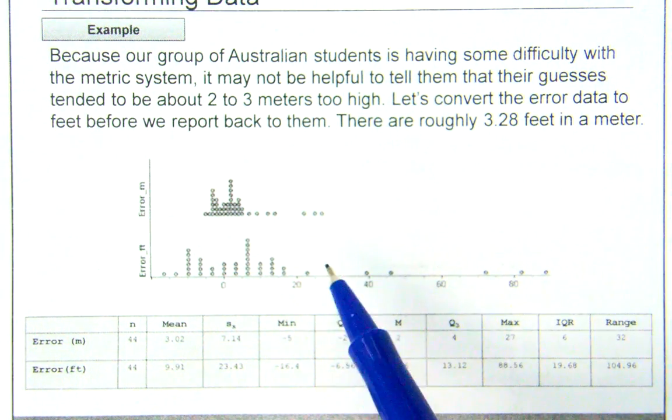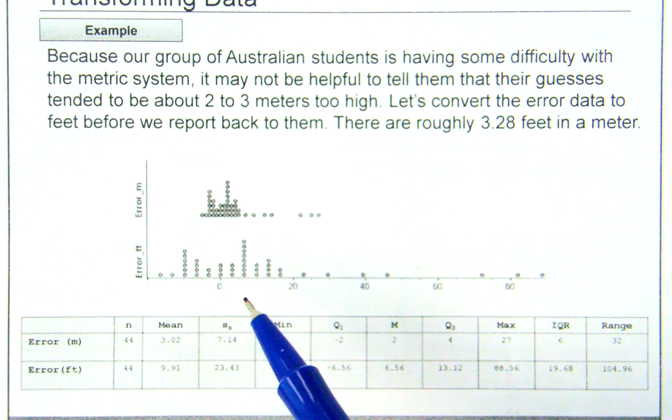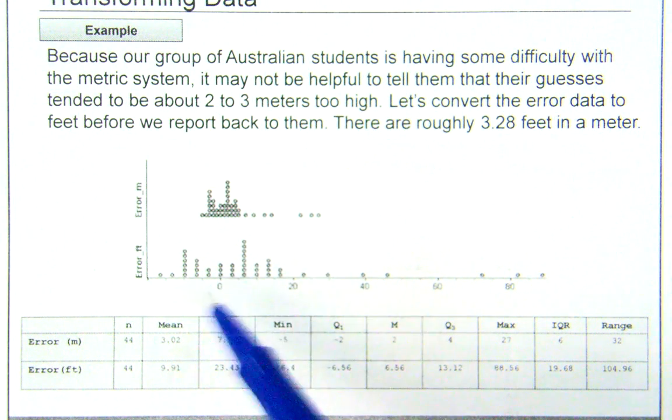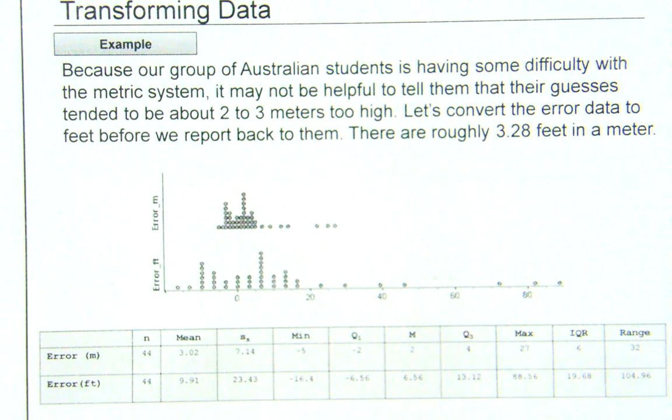But the center has changed. What else has changed? The median has changed, right? Because the quartiles and the percentiles have changed. So that is what happens when you transform data by multiplying or dividing, for that matter. All right? Okay, and that is the last part.